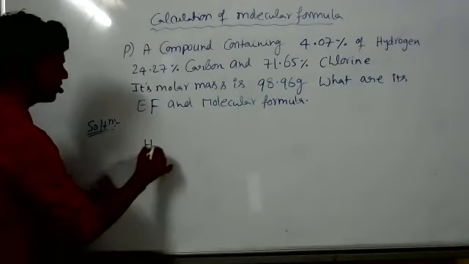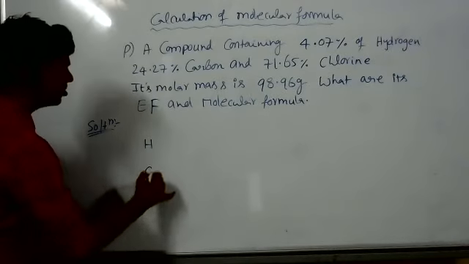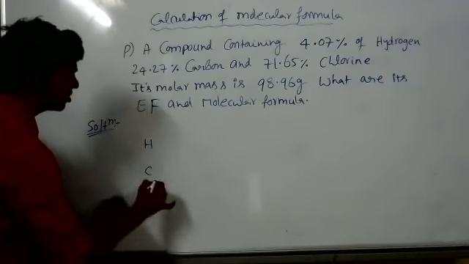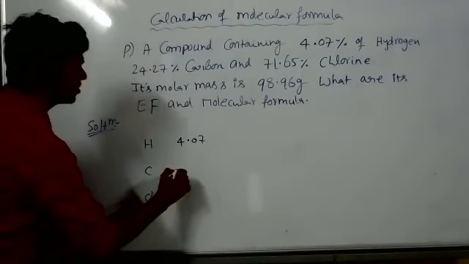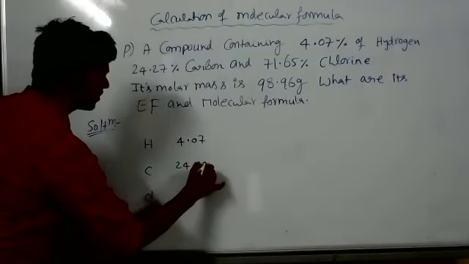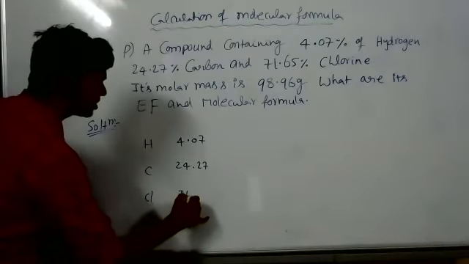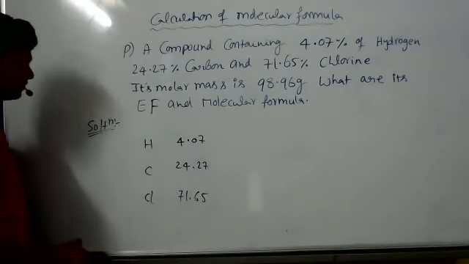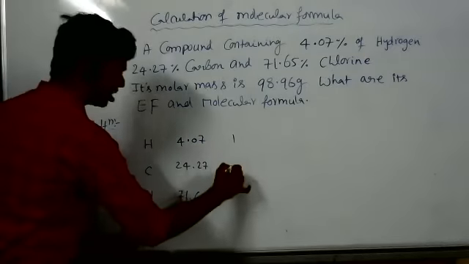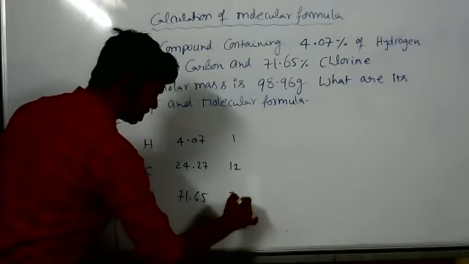So the elements are hydrogen, carbon, chlorine. Hydrogen is 4.07%, carbon is 24.27%, chlorine is 71.65%. Atomic mass of hydrogen 1, carbon 12, chlorine 35.5.